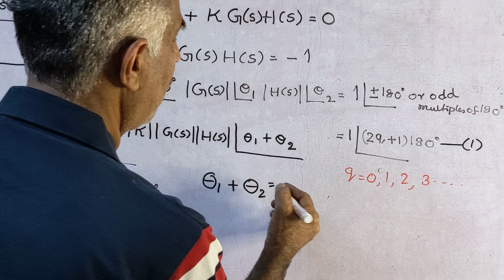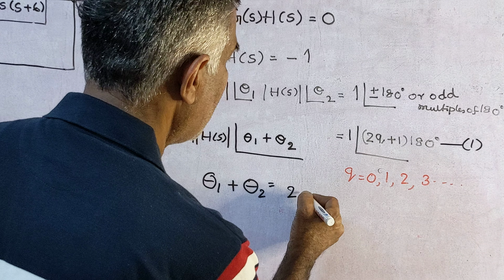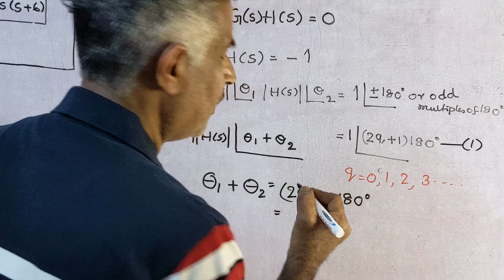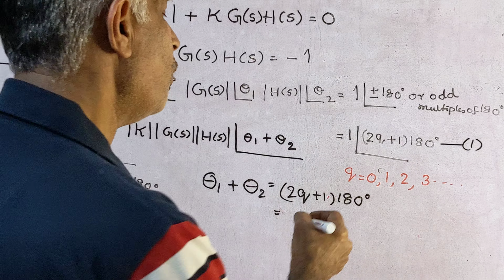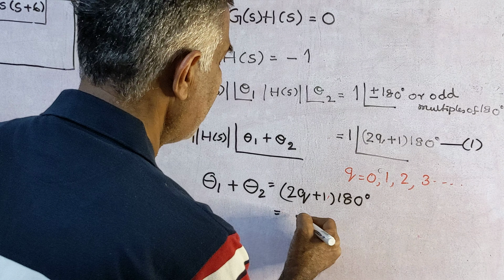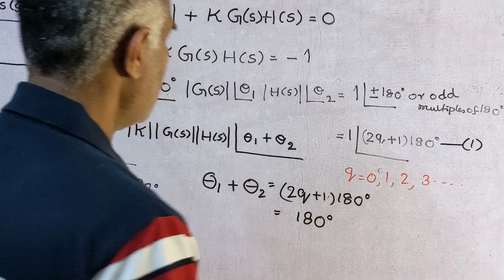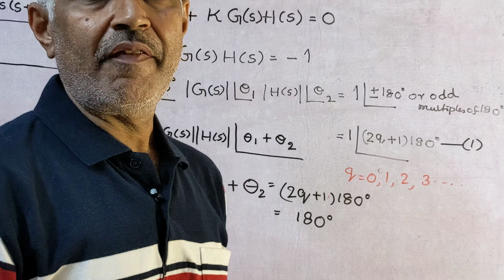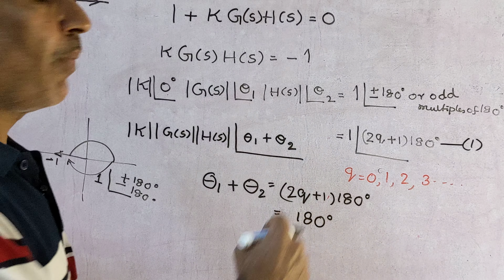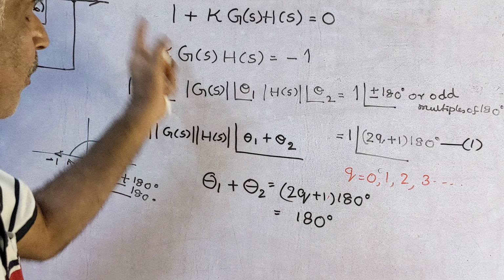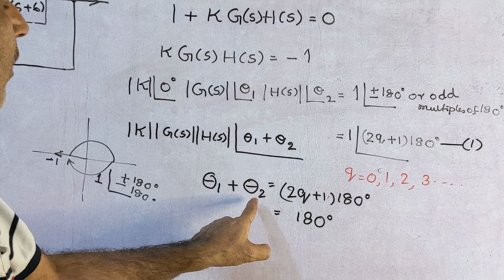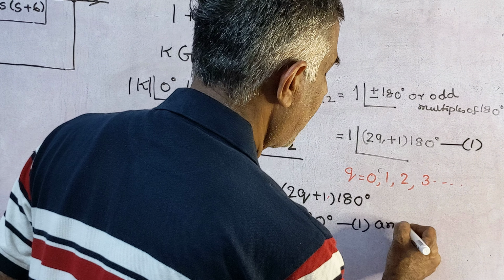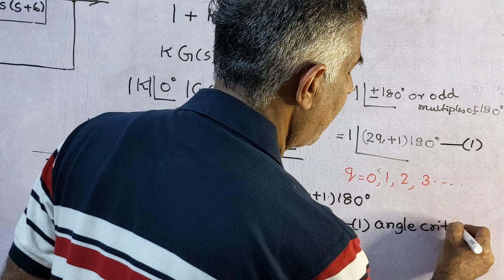Theta 1 plus theta 2 must be equal to (2q plus 1) 180 degrees. Or you take only q equal to 0. If you take q equal to 0, then it becomes 180 degrees. So if theta 1 and theta 2 are added, it must amount to 180 degrees. This is a very important condition. In the previous example, the point I took satisfied this condition: theta 1 plus theta 2 is equal to 180 degrees. So this is what is called the angle criterion.